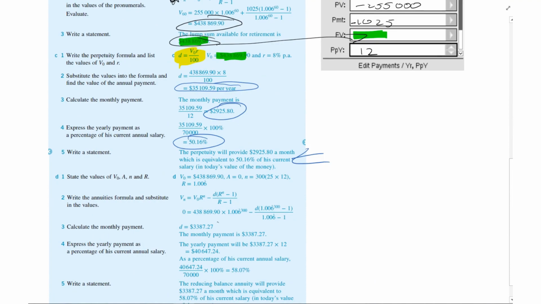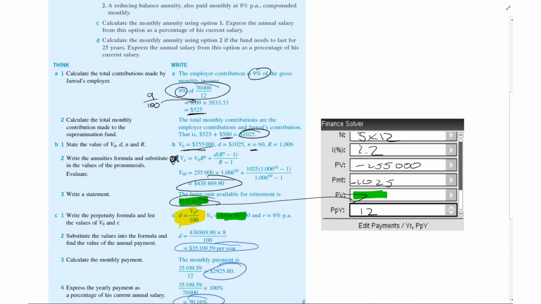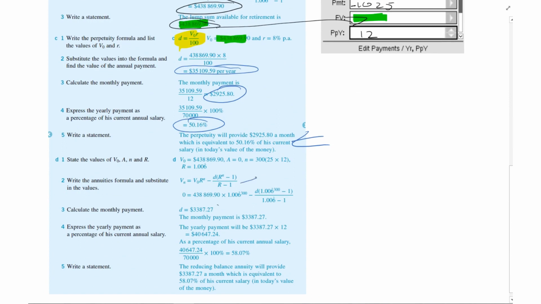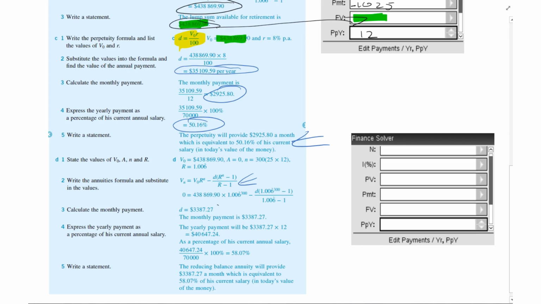Now D is a reducing balance annuity. Again, they're using this equation here. Don't use that equation. Use your finance solver. I've just put another finance solver there for you. If we look at this one, we said this was for 25 years, so that becomes 25 times 12. Our interest rate was 8% because we've done that already. Our PV in this case comes from that V0.